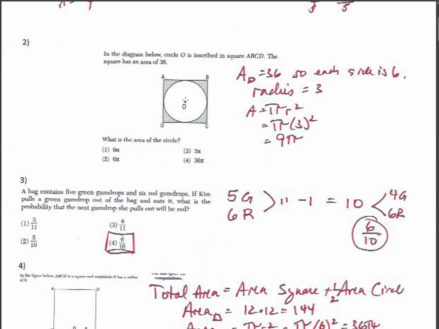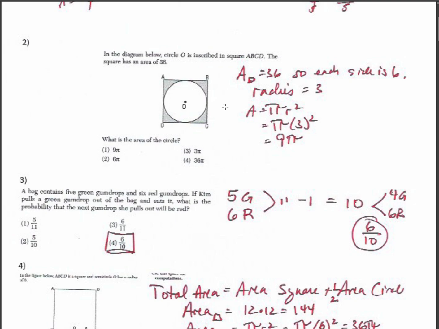Okay. Now, if each of the sides of this square are 6, then the radius of the circle is 3, because the side of 6 means the diameter. The whole distance across the circle is 6, and a radius is half of that, which is 3. So 36 is the area of the square. The area of the circle is pi r squared, which is pi times 3 squared, which is 9 pi.